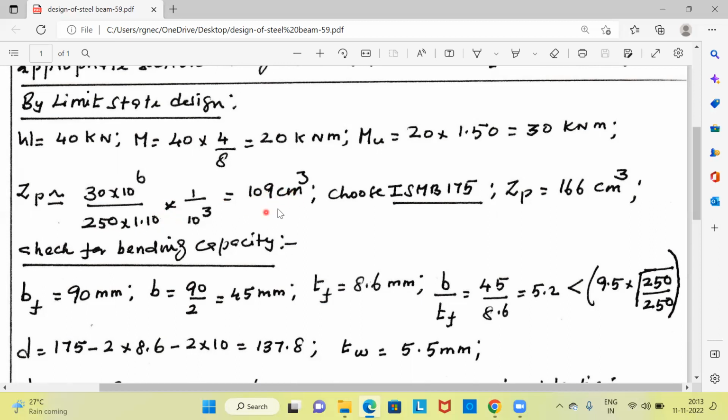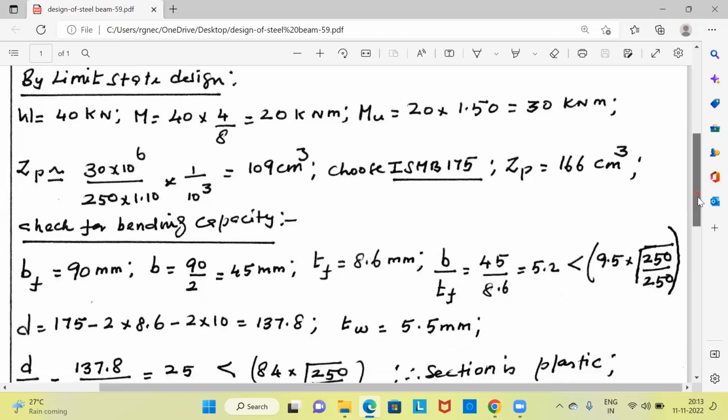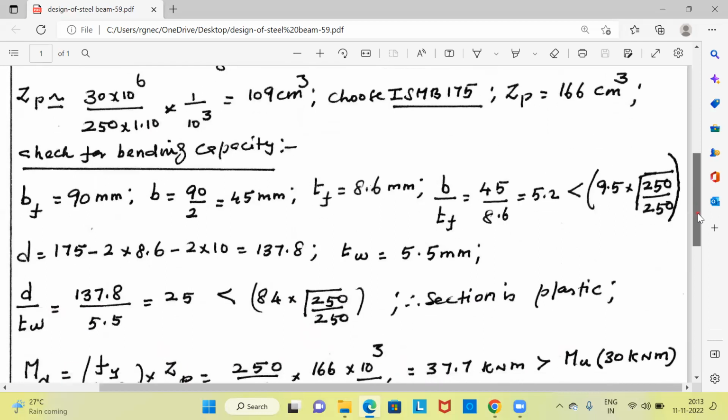This is an approximate design. This will give the range. And we have chosen a section ISMB 175, which is giving the plastic modulus of section of 166 centimeter cube. This can be referred from the steel tables. Now we will proceed to the bending capacity check. Before checking for the bending capacity, we have to decide on the exact value of the allowable stress to be used in the design. It depends on various ratios, which depend on breadth of the flange, thickness of the flange, depth of the web, thickness of the web, etc.